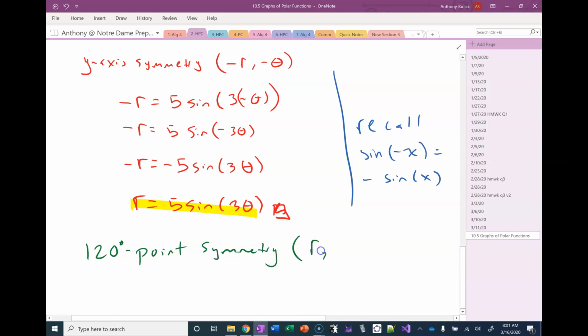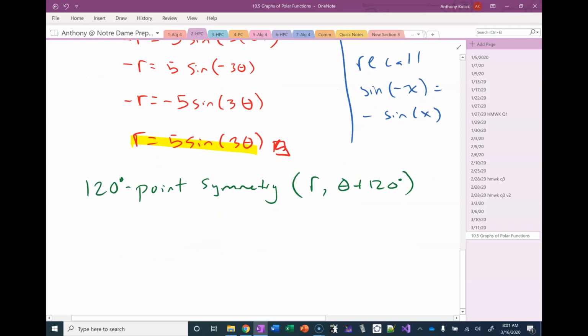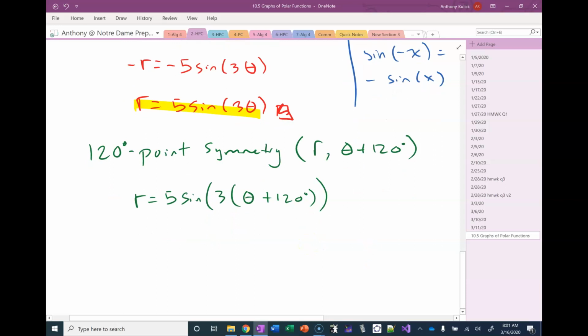So remember, for this one we have to replace r comma theta with r comma theta plus 120 degrees. So we'll start by taking theta and replacing it with theta plus 120 degrees. If I distribute that 3, I get 3 theta plus 360 degrees.